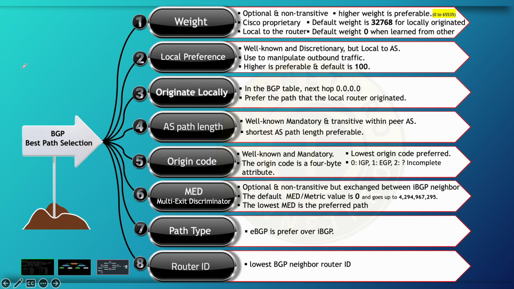So suppose again this is the destination. I will show you this. This is the destination, this is router 1, this is router 3, and this is router 2. This router ID is lowest, 1.1.1.1, so this path would be preferable. Lowest router ID will be preferable for the best path selection. So hope you understand. These are almost 9 attributes, from 0 to 8.